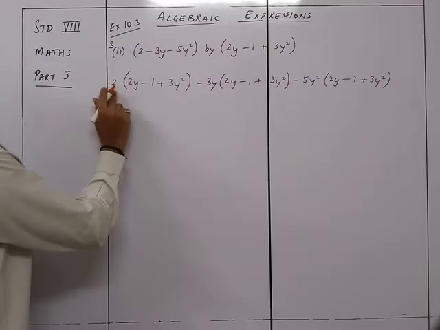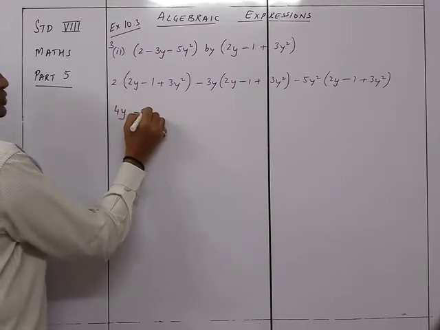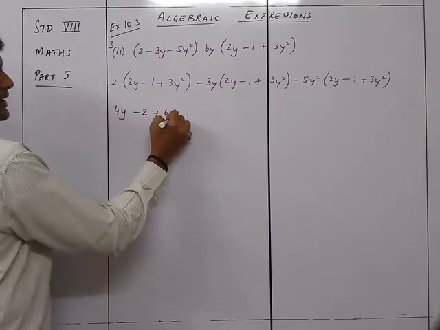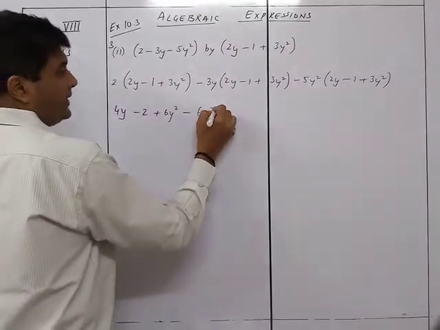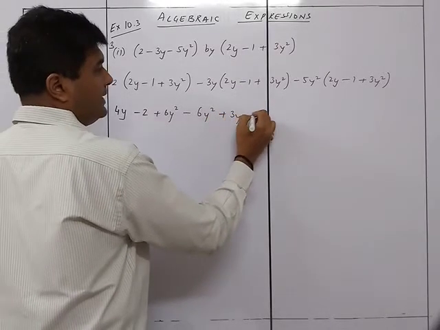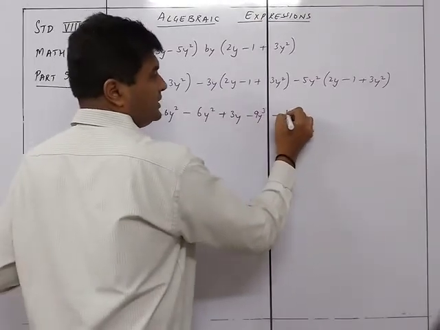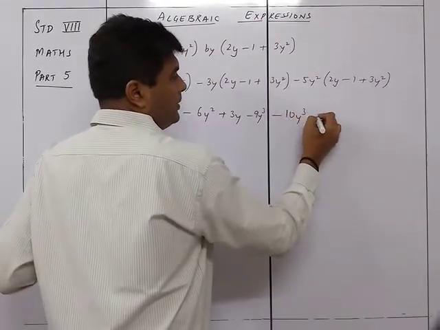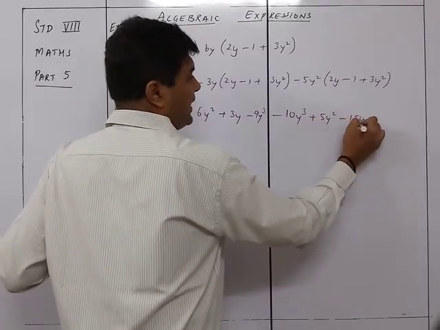So it will be 2 2s are 4. So it will be 4y minus 2 plus 6y square minus 6y square plus 3y minus 9y cube minus 10y cube plus 5y square minus 15y raised to 4.